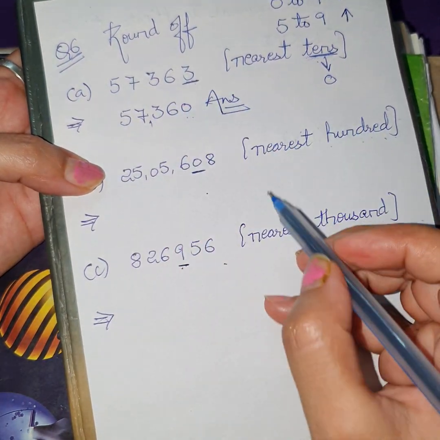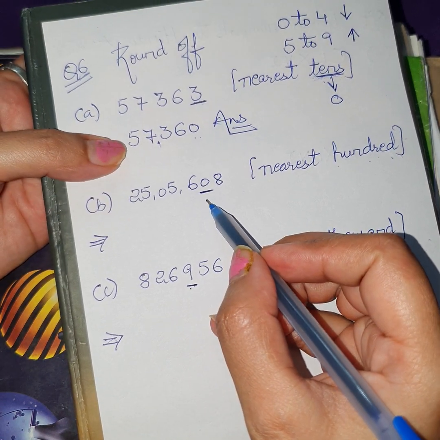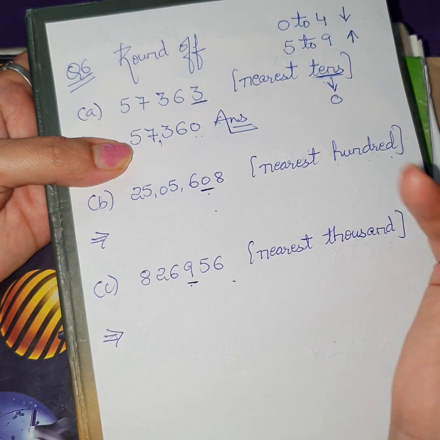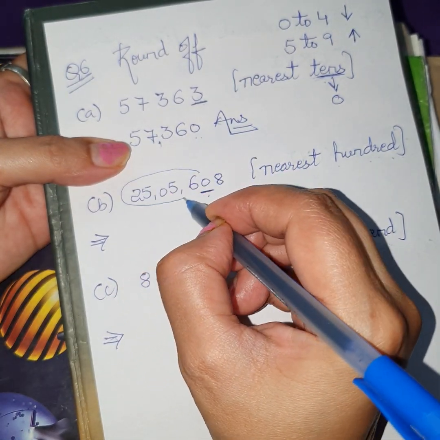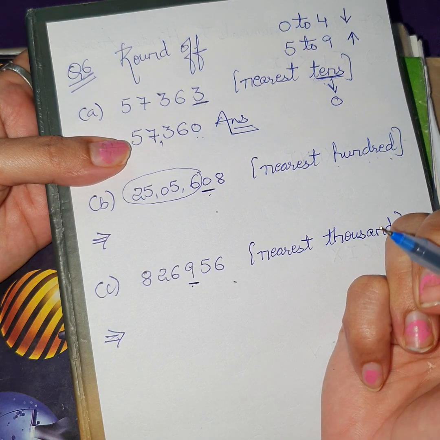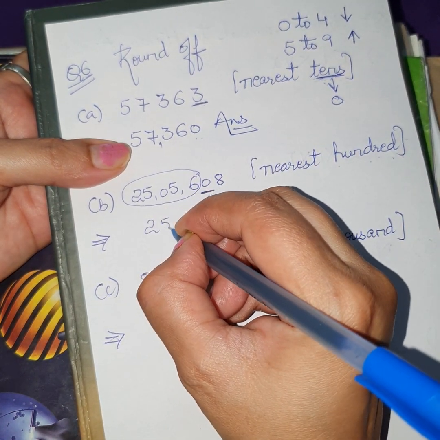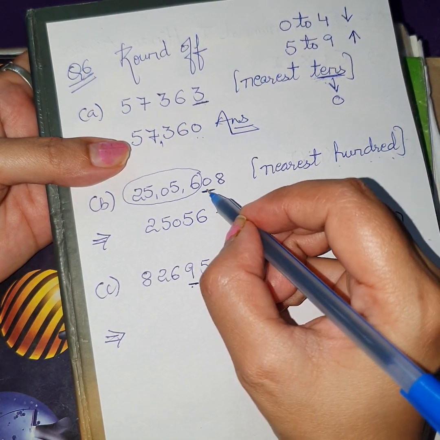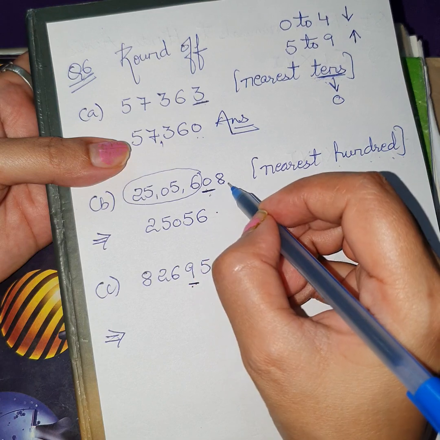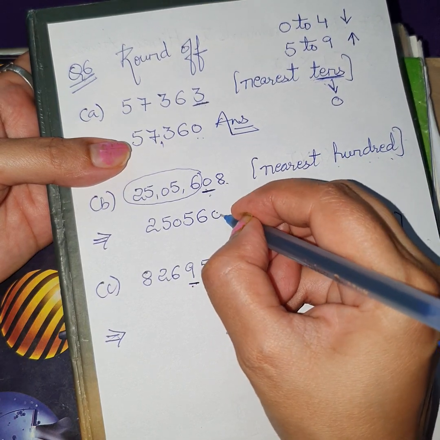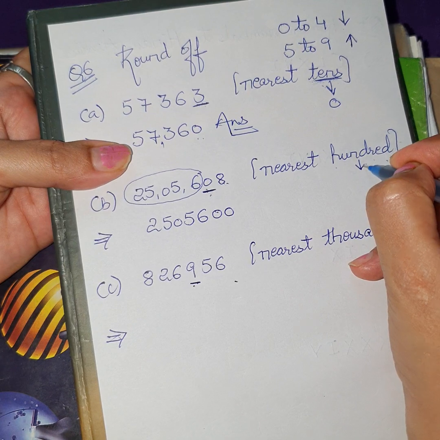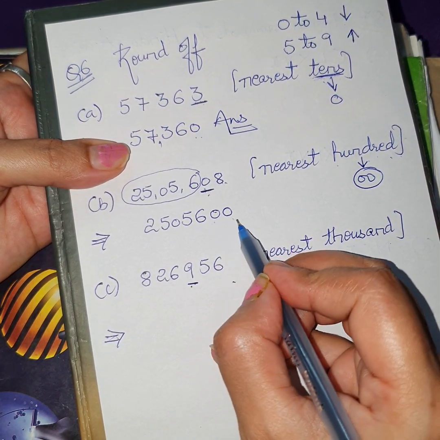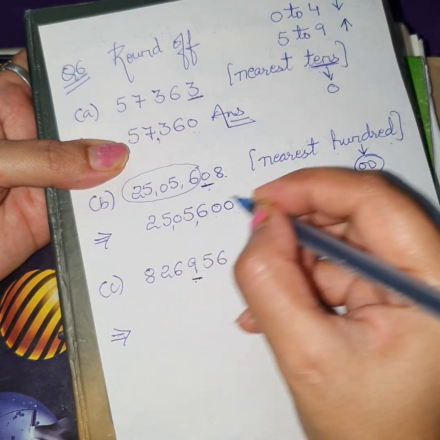Then according to nearest 100, here also the underlined digit is 0. That means it comes between 0 to 4, so it will also round down. Round down means all the digits before the underlined digit will remain the same. There will be no change. So 2, 5, 0, 5, 6 will come as it is. Only in the place of the last 2 digits, 0 and 8, 00 will come, because we have to round it off to nearest 100, and you know in 100 two zeros come. So at the last 00 will come. So this is your answer of B part.